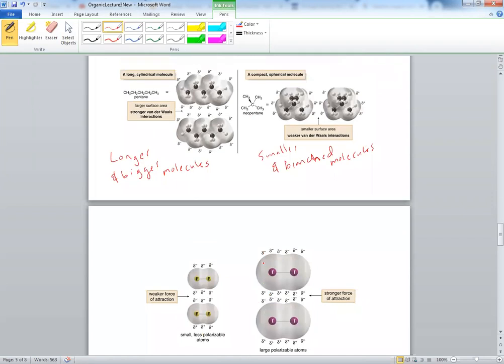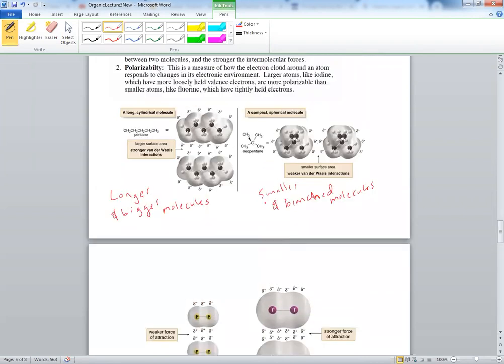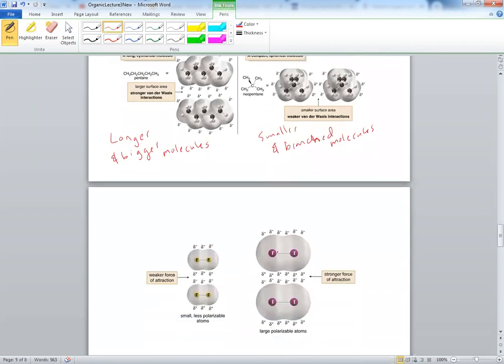The next one is something called polarizability. Polarizability is the measure of how the electron cloud of an atom responds to changes in its electric environment. So polarizability is basically, again, you're looking at the electron cloud, on the outside. If you have a larger cloud, once again, you can have an increased surface area.